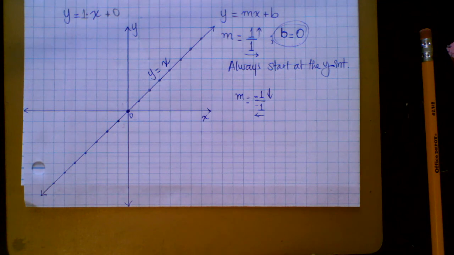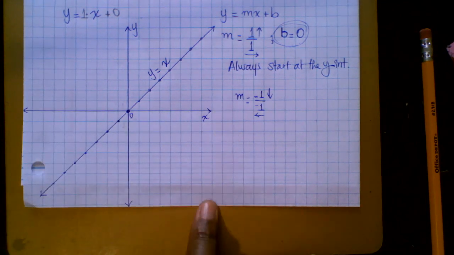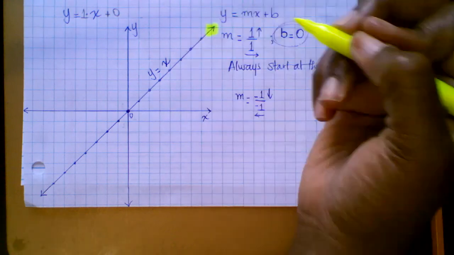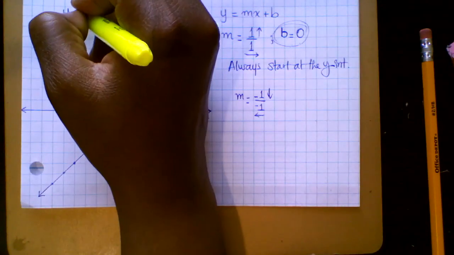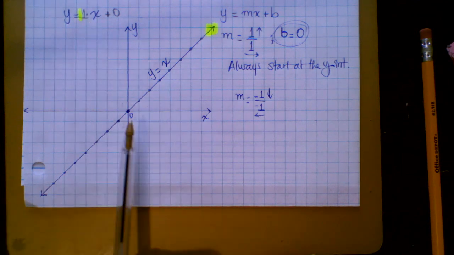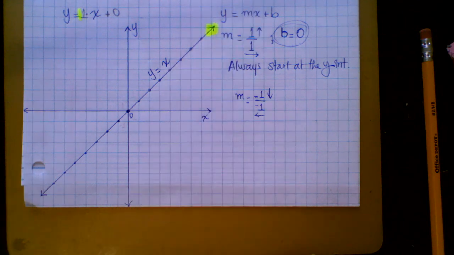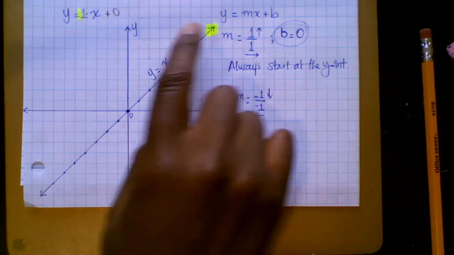As you can tell, as the x value keeps increasing, the arrow on the right is pointing up. So I know that my slope is positive. Before it was negative, so I know it's a positive. Why? Because as the x value gets bigger and bigger, the y value also gets bigger and bigger. That's why the slope is positive.